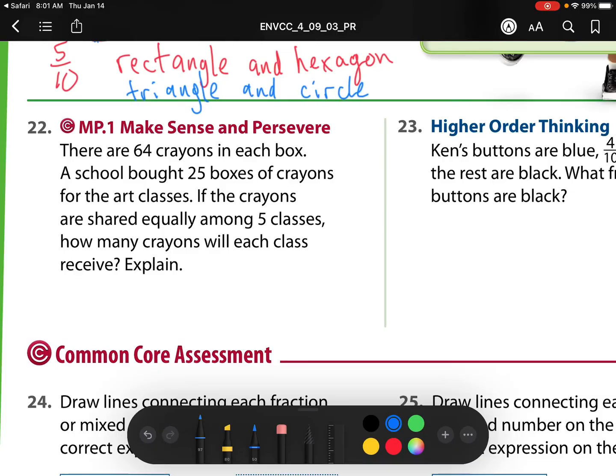Number 22. There are 64 crayons in each box. The school bought 25 boxes of crayons for art class. The crayons are shared equally among 5 classes. How many crayons will each class get? So what do you think we need to do?